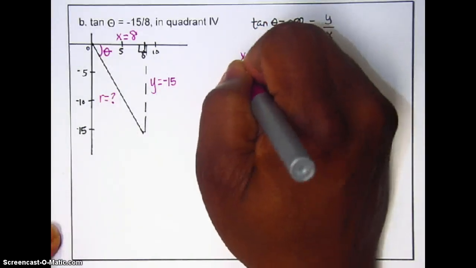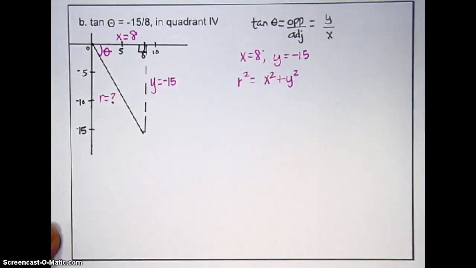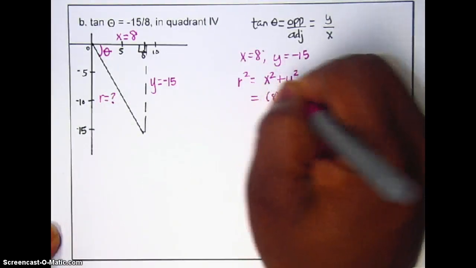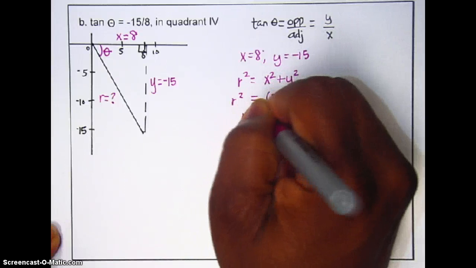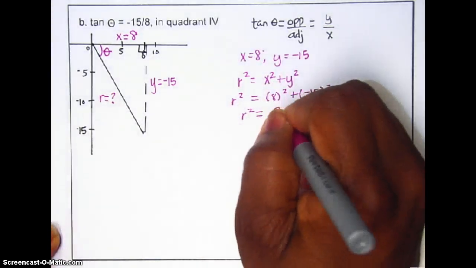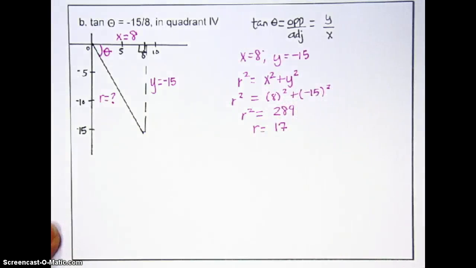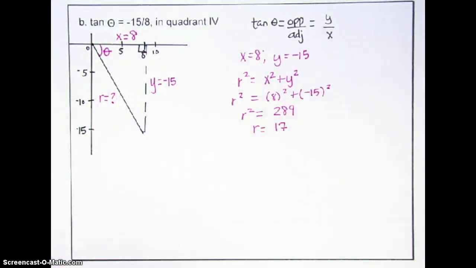And so x is 8, y is negative 15. I can find r squared through the Pythagorean theorem. R squared equals x squared plus y squared. Substituting the 8 and the negative 15, and then adding those together after squaring, r squared becomes 289, and the square root of that is 17. Now, if I want to find the 6 trig functions, or the values of those functions, I already have been given tangent, and so we'll find the others similar to the way we did in the last example.